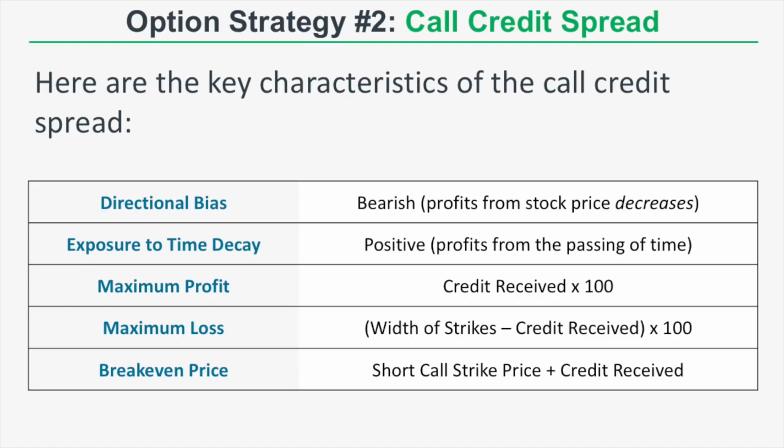Now the maximum profit potential is the credit received times 100, and the maximum loss potential is the width of your call spread minus the credit received times 100. Now the break-even price is the strike price of the call that you sell plus the credit received. So let's go ahead and take a look at an example.